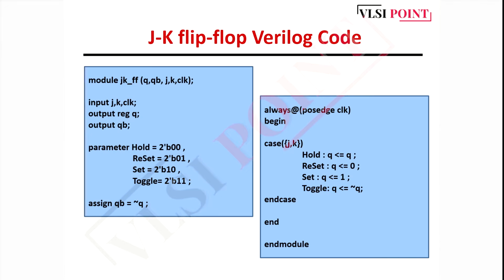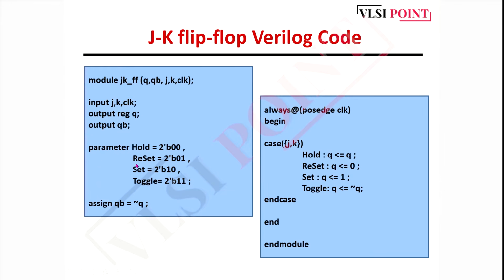Then the second example is JK flip-flop Verilog code. Most of the students were asking how we can write the test bench or the Verilog code for a JK flip-flop, and some flip-flop conversion questions. That's why I have taken this example. Here I have written module and then JK flip-flop, this is the module name, and then Q, QB, J, K and clock. Then inputs are J, K, clock, and reg type output Q and another output QB.